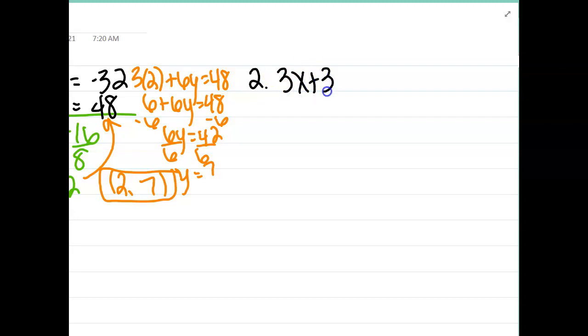3x plus 3y equals negative 9. And 3x minus 4y equals 5. Now really what I'm looking for is the easiest way out possible. So I'm looking to see if anything will cancel out just as it is. But a 3x and a 3x, they're not going to cancel out. A 3y and a negative 4y, they almost cancel out, but not completely.